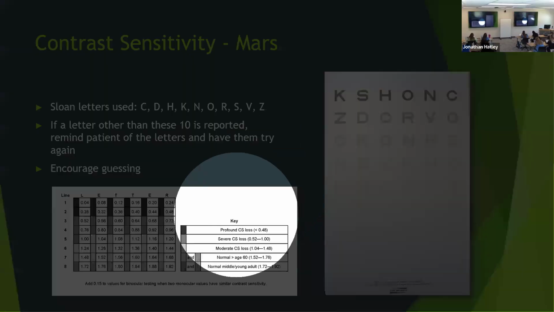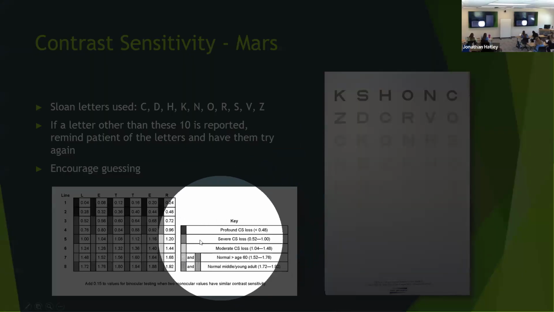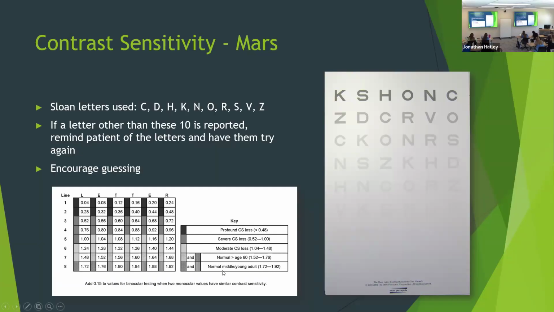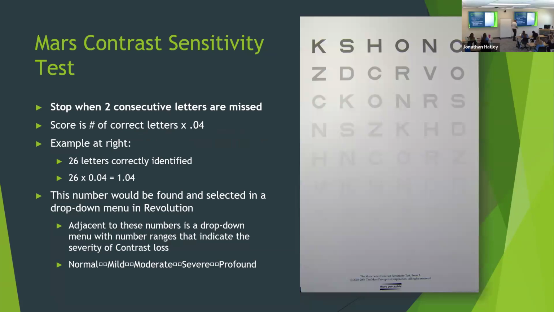Depending upon the number that you found, we have these ranges here that indicate what kind of contrast sensitivity the patient has. Is it normal, moderate loss, severe loss, and so on and so forth. And this is what I was talking about here: multiply each one by 0.04, and stop whenever you get to 2 letters missed. So in this example here, you can see we would stop right here.